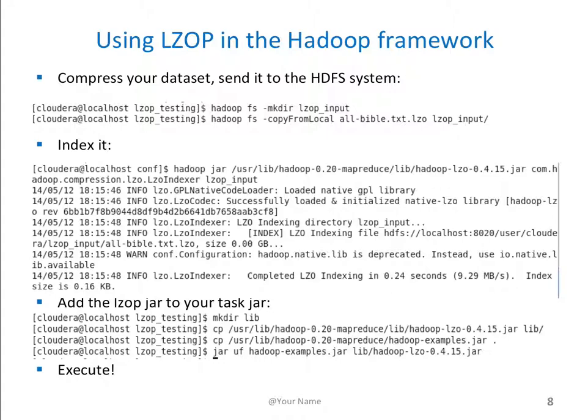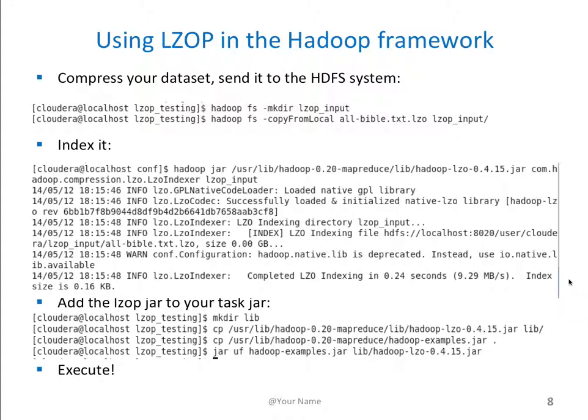And how we do this is we copy our data set and send it to the HDFS system. So we can make our directory and take our LZO file, which we've just compressed using the command line utility LZOP, and send it to input. We then index it, and indexing is actually just done as a separate Hadoop job. And we can run that using, like we've done before, the Hadoop jar command. We use the jar that we built following the installation instructions. And then it'll index the file. And this takes a very, very small amount of time.